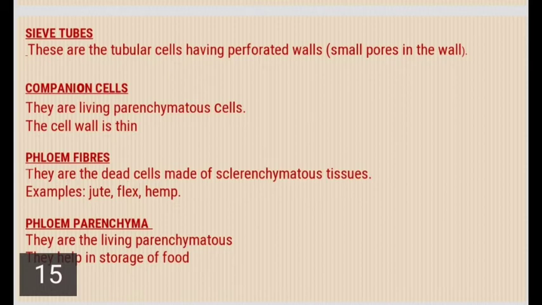First, sieve tubes. These are the tubular cells having perforated walls. Second, companion cells. They are living parenchymatous cells. Cell wall is thin. Then phloem fibers. They are the dead cells made of sclerenchymatous tissue. Examples, jute, flax, hemp. And phloem parenchyma. They are living parenchymatous tissue, helps in storage of food.